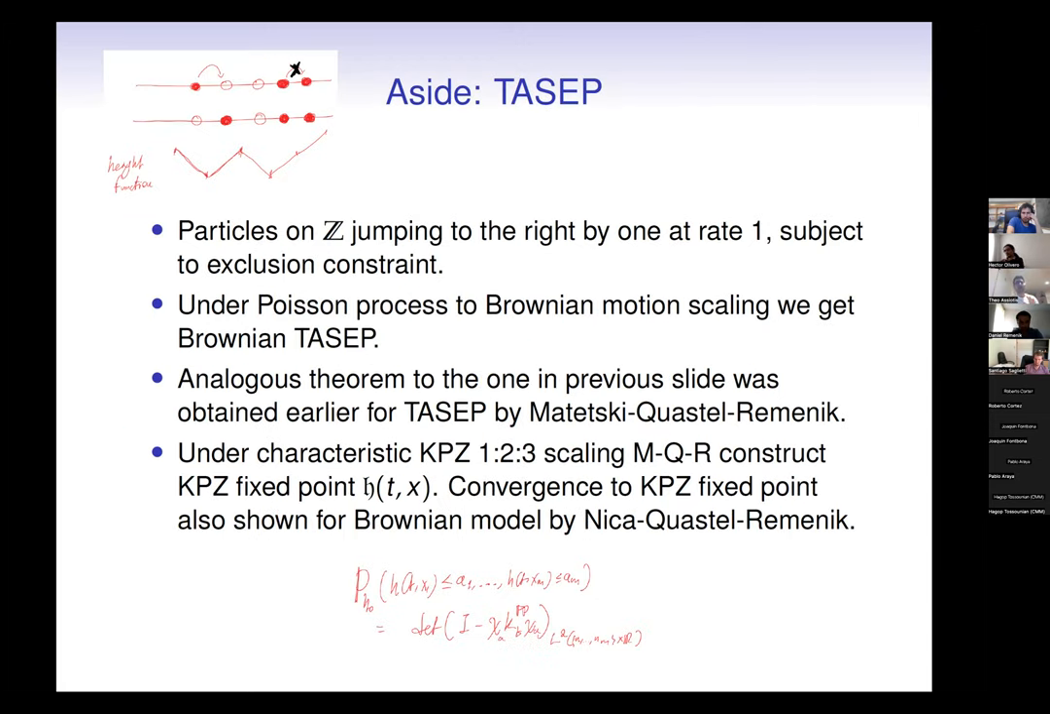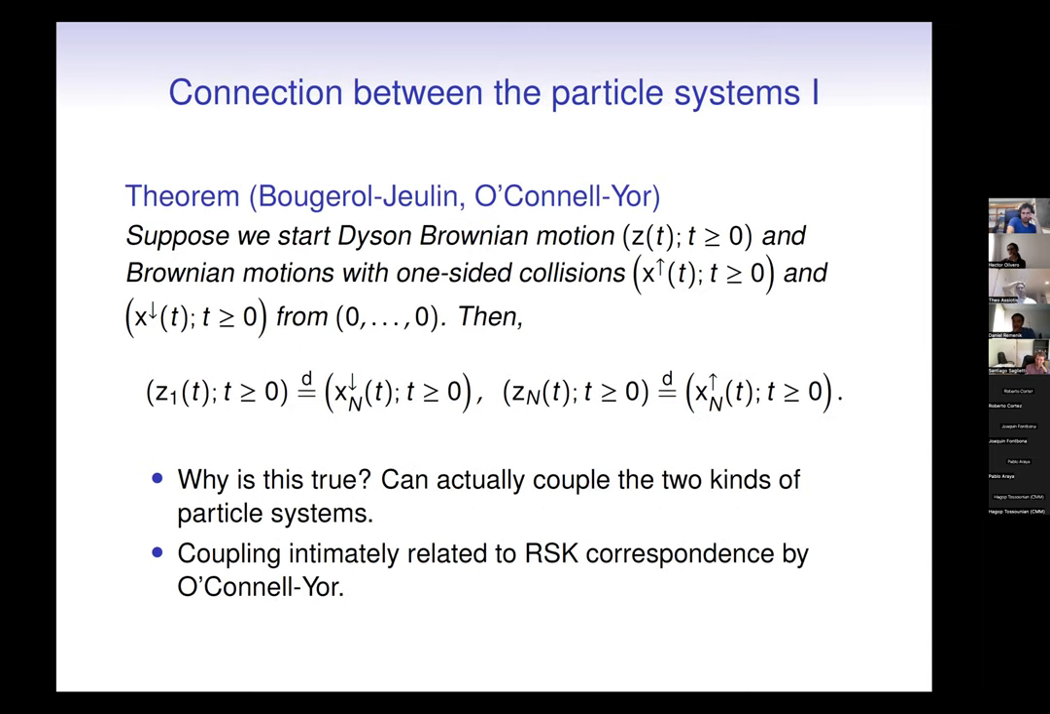Okay, so up to now, I've discussed these two types of interacting particle systems. The first one comes from a matrix, it's kind of obvious. The second one is not so clear, where the random matrices are coming from. So I'll give you the connection between these particle systems, which is the following. We start this Dyson Brownian motion from zero, so these non-intersecting particles. And then we also start this Brownian motion with one-sided collisions from zero. And then the result is the following.